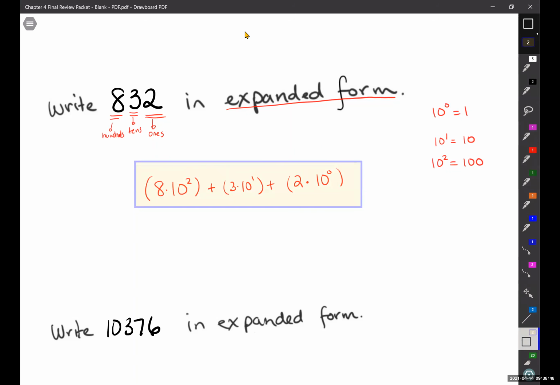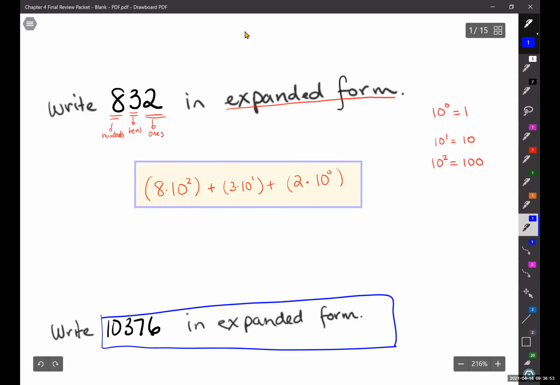Now, if you haven't had a chance to, if y'all would write this in expanded form, take a minute or so to do so based on what we just discussed.